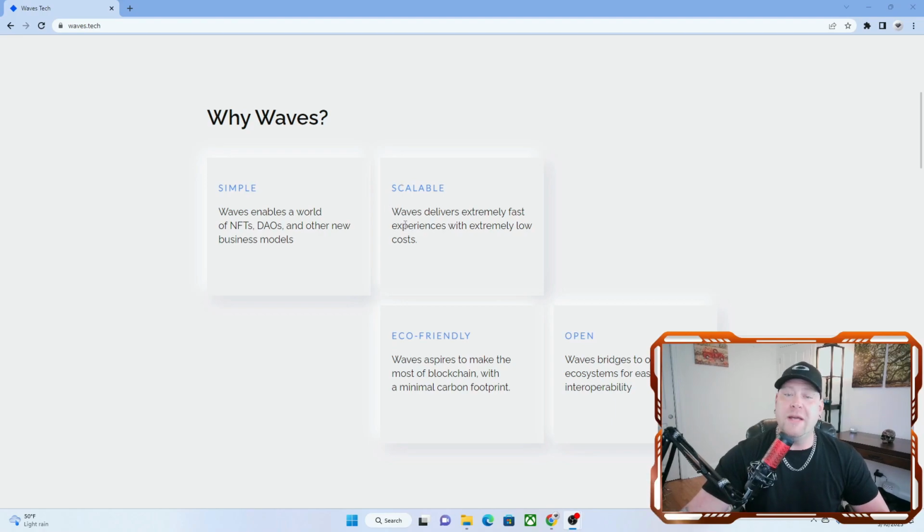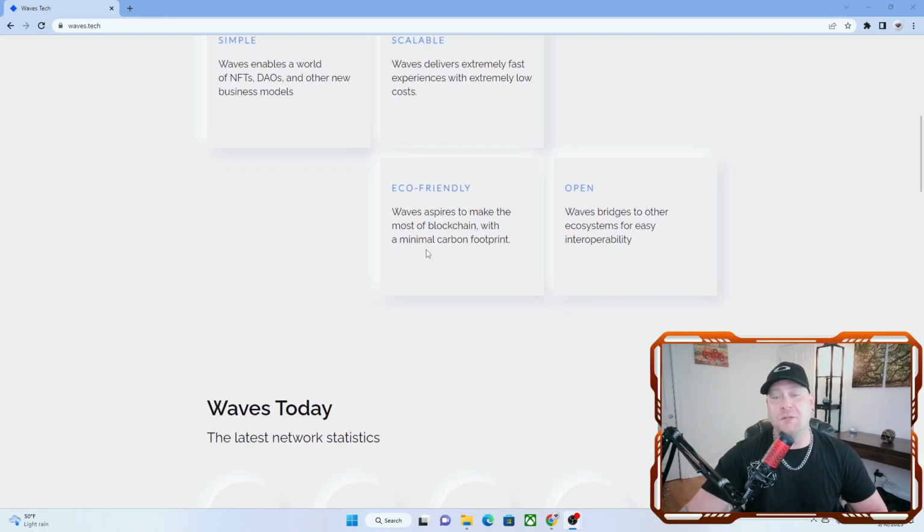It's scalable. Waves delivers extremely fast experiences with extremely low cost, which is something we always look for compared to Ethereum or something like that, because you could also develop on the Ethereum chain similar to Waves, but you pay extremely high gas fees when you want to do transactions or just set up an ecosystem within the Ethereum network. And it's also eco-friendly. Waves aspires to make the most of blockchain with the minimum carbon footprint.